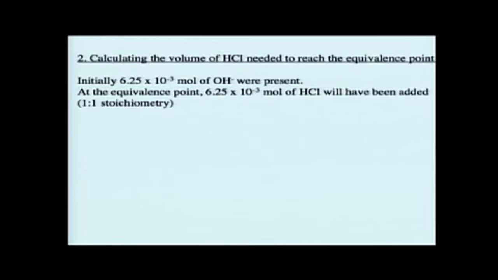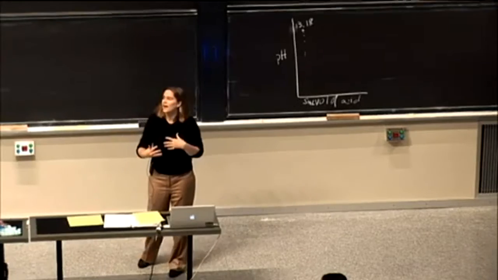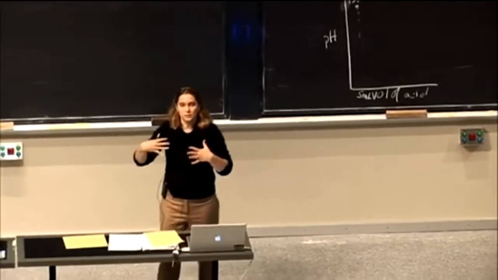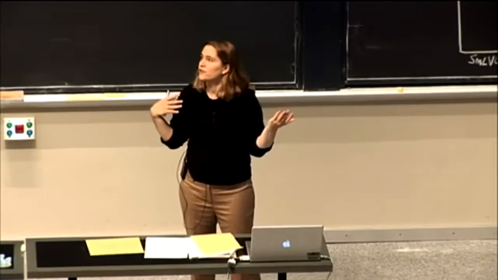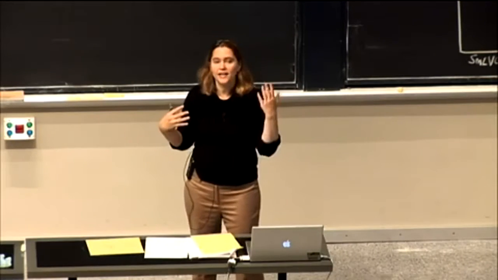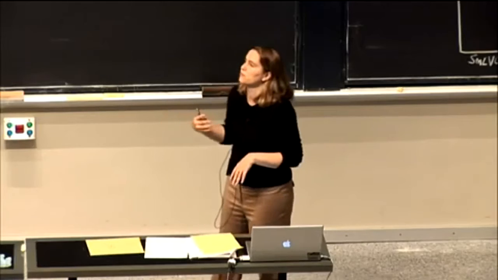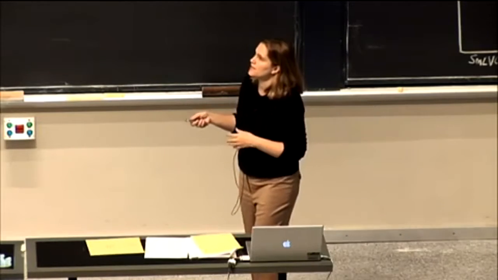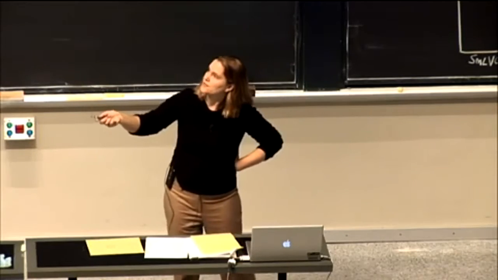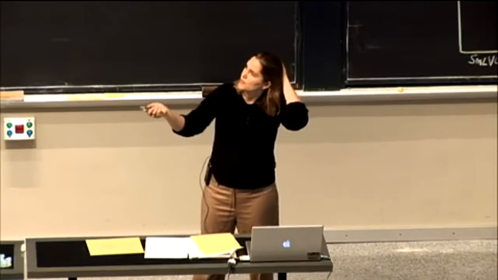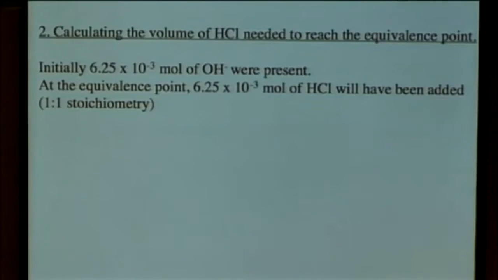So the equivalence point, or the stoichiometric point, means that you add the same amount of moles of your titrant as you had, and so they're going to be equal to each other. So if you're adding acid to a strong base, you've added enough acid that you now have equal number of moles to the number of moles of base that you had to begin with. So we know we have 6.25 times 10 to the minus 3 moles of the base were present. So at the equivalence point, you need to have that exact same number of moles of acid.